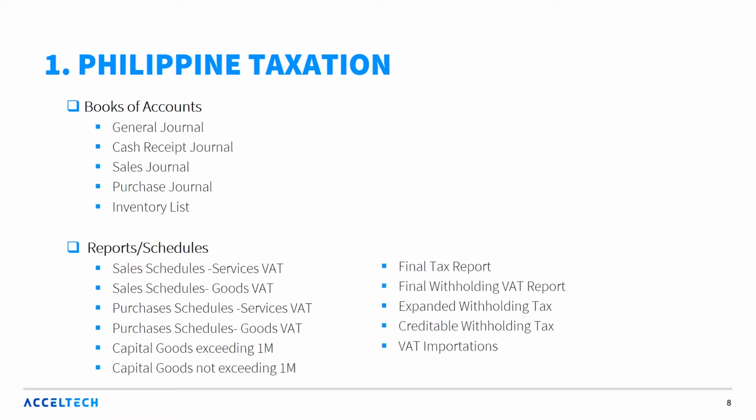We also have incorporated all the necessary books of accounts. So we have here the general journal, cash receipt journal, sales journal, purchase journal, and inventory list. The format of these books of accounts is already formatted based on the template or the requirement of BIR. We also have the supporting schedules or reports we can generate out of Acumatica, so it can serve as a supporting document for every filing period.